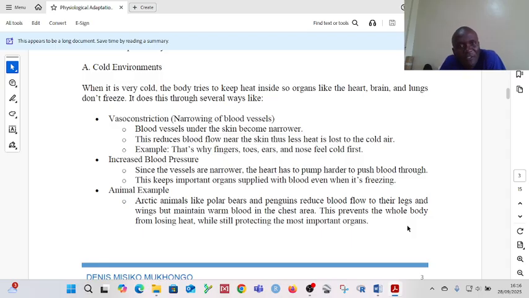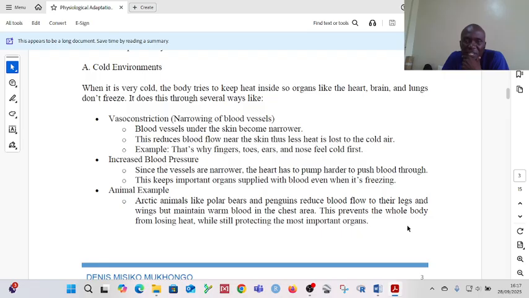One is vasoconstriction. Vasoconstriction just means narrowing of the blood vessels. What happens with this is blood vessels under the skin will become narrower. Once the blood vessels have become narrower, it reduces the blood flow near the skin. Okay? Because blood is flowing within those vessels. So when the vessels have become narrower, they've moved away from the skin, one, and two, by being narrower, reduces the amount of blood that can actually flow through them. So by doing this then, you end up reducing the amount of blood that can flow near the skin.